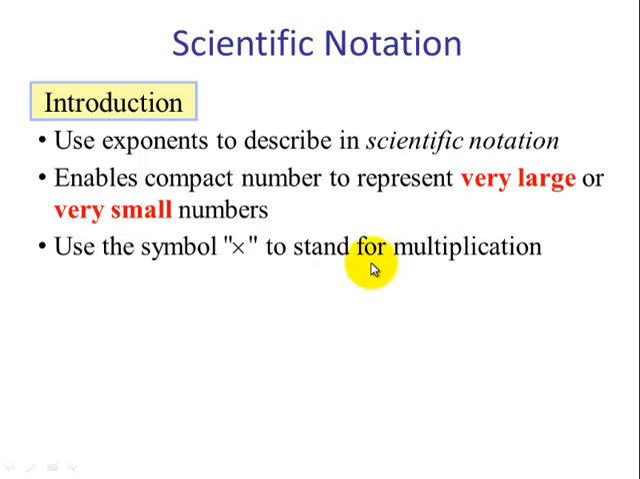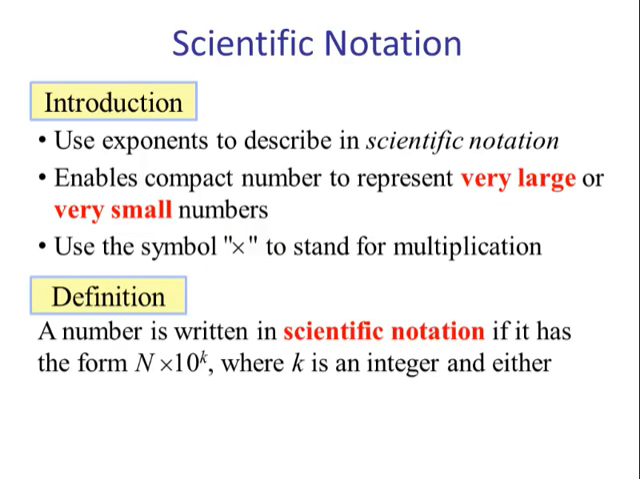In scientific notation, this symbol is used for multiplication. Now, chances are you probably have seen scientific notation before. This is how we will define it for this class. It's a number that can be written in the form n times 10 to the k, where k is an integer, and either n is in between -10 and -1, or n is in between 1 and 10.